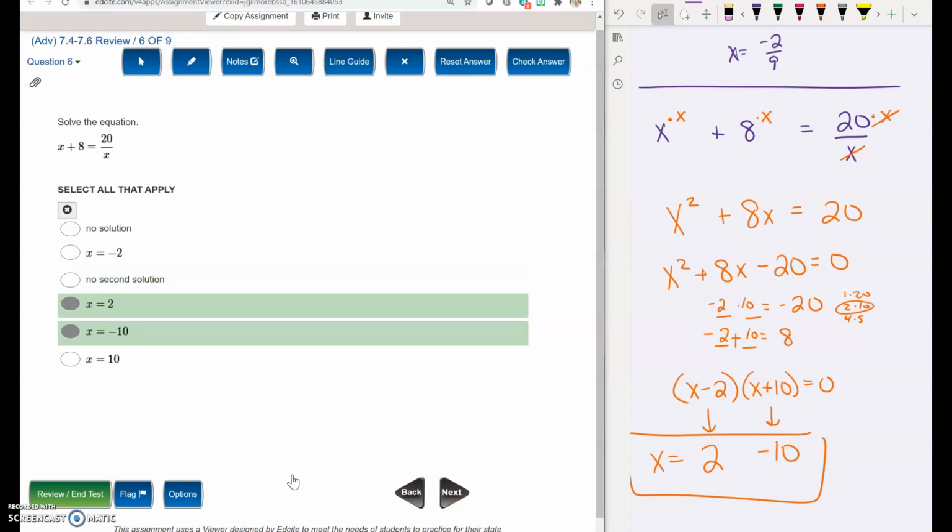So this problem is designed so that you have to click more than one. If only one of them is a solution, you click one of them and then click no second solution for your other solution, since it's a multi-select problem.